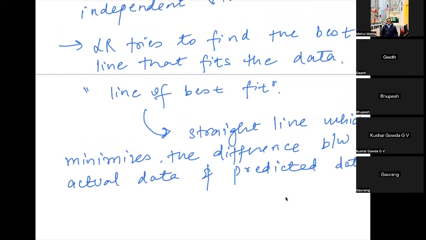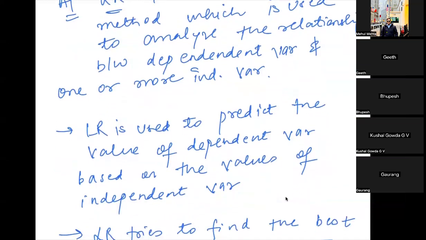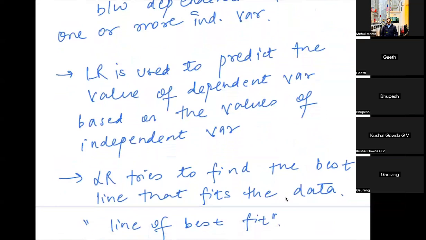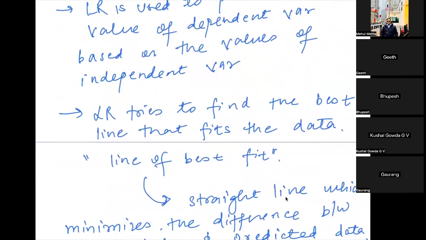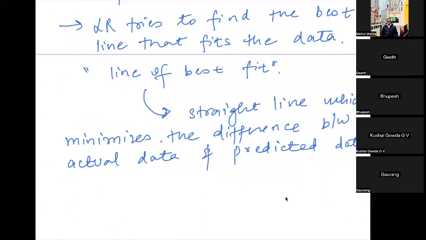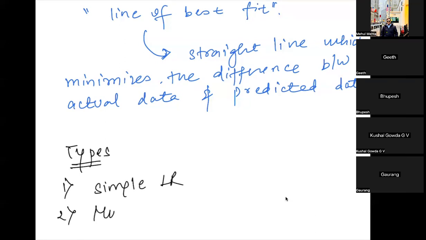So this is how to describe linear regression. It's a statistical method used to analyze the relationship between dependent and independent variables. It is used to predict the value of the dependent variable based on different values of the independent variables, by trying to find the best fit line which minimizes the difference between actual and predicted data. Now, what are the different types of linear regression? There are two types: simple linear regression and multiple linear regression.